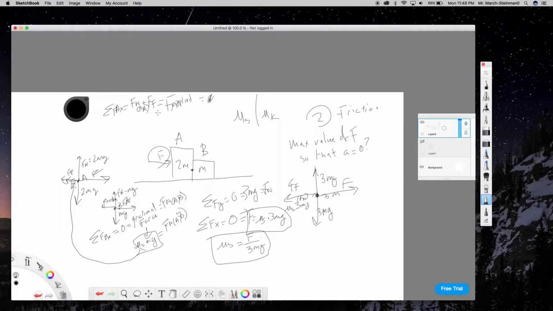So in this case, I have this situation I want to solve, so I know that my normal force from B to A has to be mu s mg. I know my frictional force on the block 2m is mu s times 2mg, the normal force on the object, and that has to equal my applied force. And this is the result we got from the beginning.